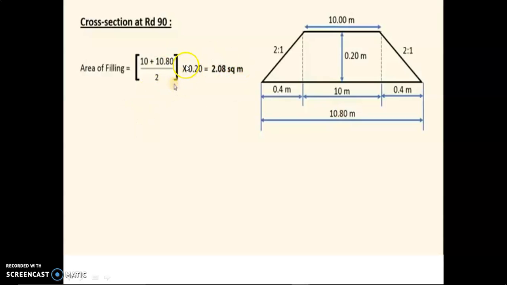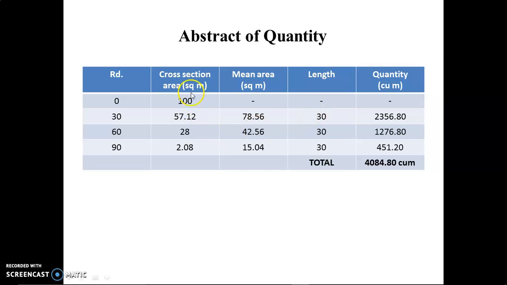Now we have to multiply all these areas with the length. We have found this area at different reduced distances. We already discussed that this numerical we solve with the help of the mean sectional area method. That's why here we take the mean of the areas. For finding the mean area, we add these both and divide by 2, add these both and divide by 2, and add these both and divide by 2. This part is nil and we get 3 mean areas. For finding the quantity of earthwork, we have to multiply with length.